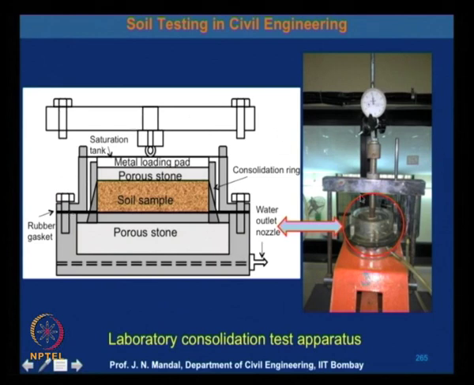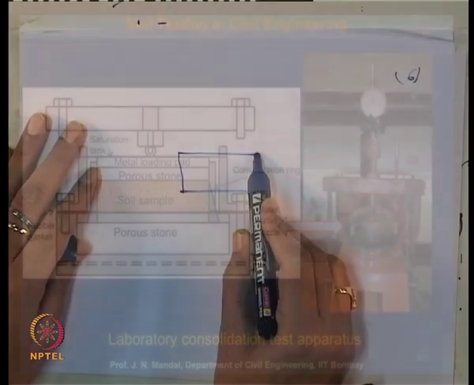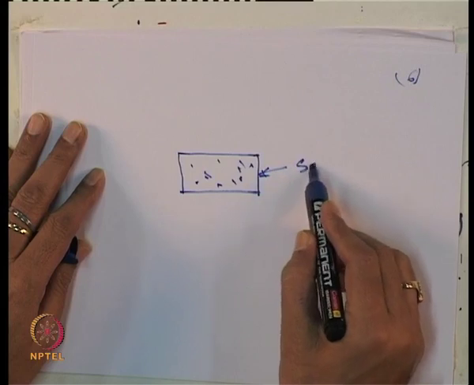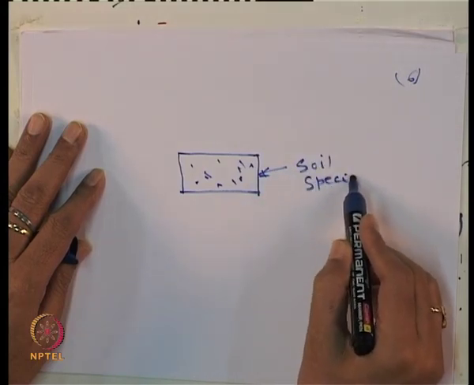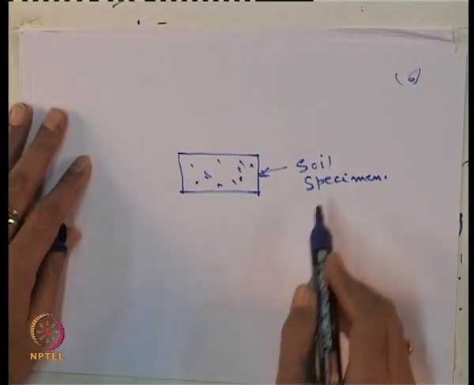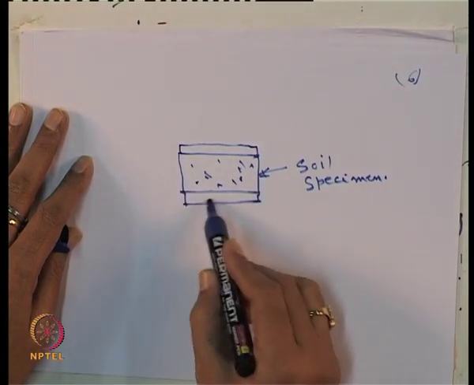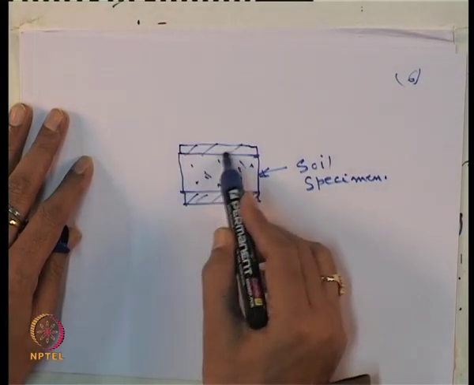So, here you can see how you are applying the load. This is the laboratory consolidation test apparatus. If the sample is a circular sample, if this is the soil specimen, you can keep the porous stone on the top as well as at the bottom. Just say this is the porous stone.